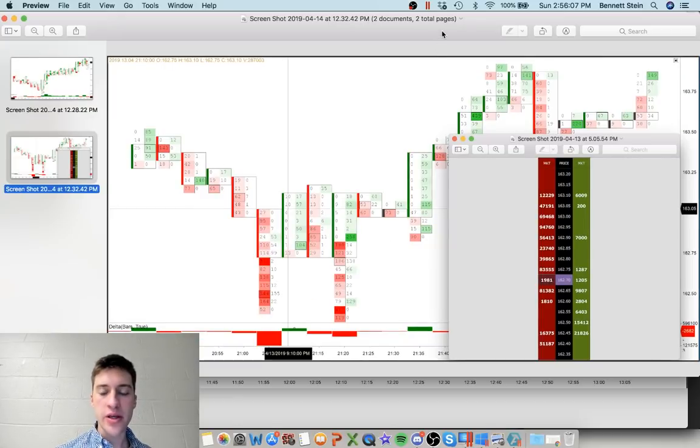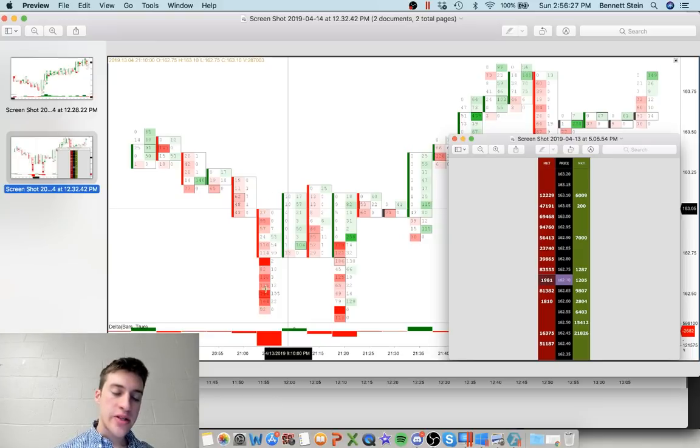So what I wanted to do here is to show you guys another thing you can do. What I'm doing here is I'm combining the cluster charts and I'm combining the DOM. So this is going to take some looking at. And then after this, we're going to go to ATAS, and then I'm going to answer some questions after that.